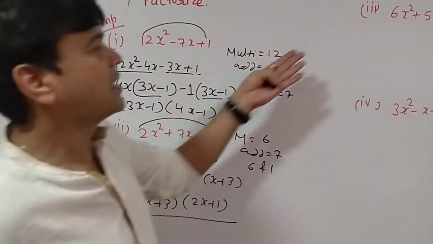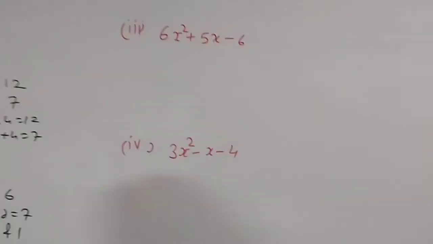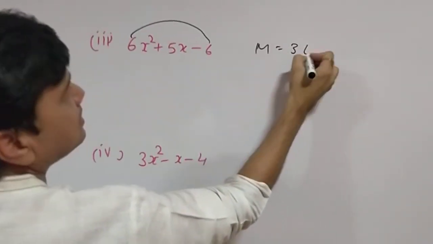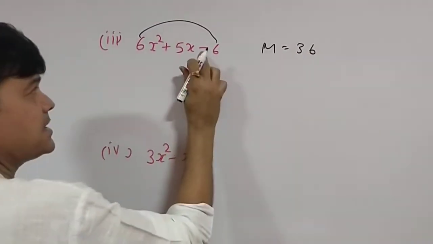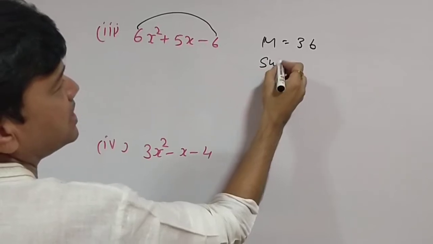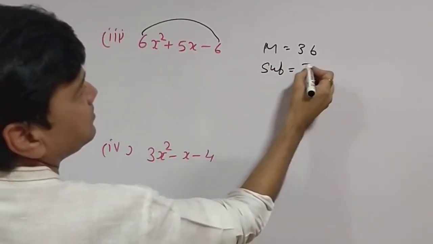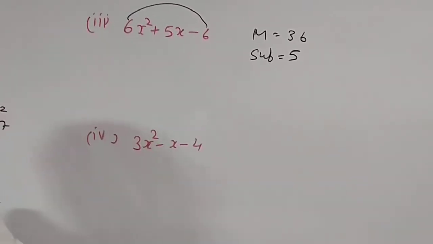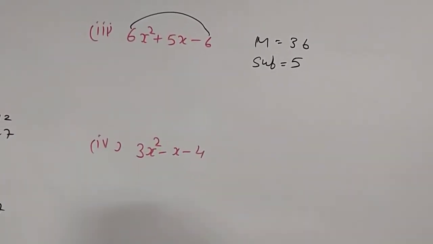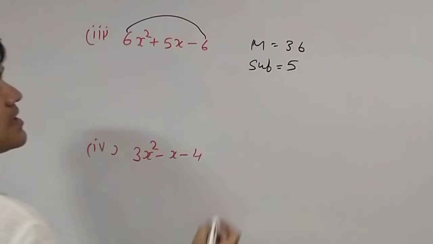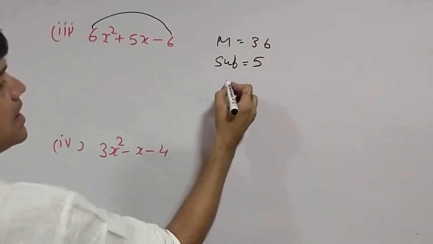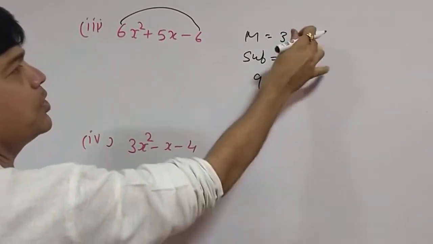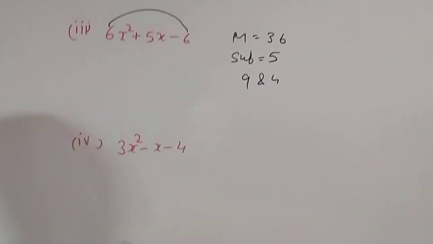One more here. Third sum. Multiplication is 6 into 6, 36. If the last sign is minus, then subtraction is 5. If the last sign is minus, then subtraction; if the last sign is plus, then addition. So subtraction is 5. Find two numbers whose multiplication is 36 and subtraction is 5. So see, 9 and 4. 9 minus 4, 5. 9 into 4, 36.